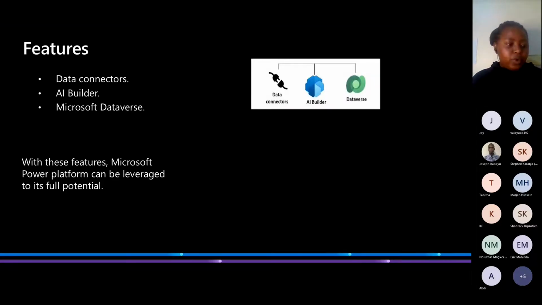Next we have these features. Among the programs that I've mentioned, there are cross-cutting features which enable Microsoft Power Platform to be leveraged to its full potential. These features include the data connectors, the AI Builder, Microsoft Dataverse. I'll explain all that, even what I mentioned earlier, Power BI, Power Automate, in the coming slides. So with these functions, Microsoft Power Platform can be leveraged to its full potential.